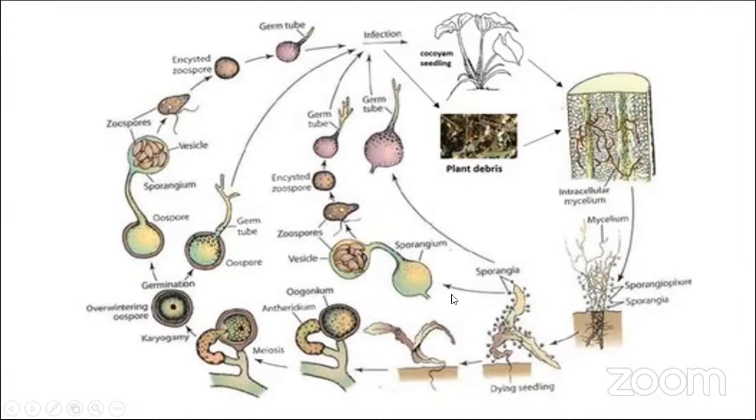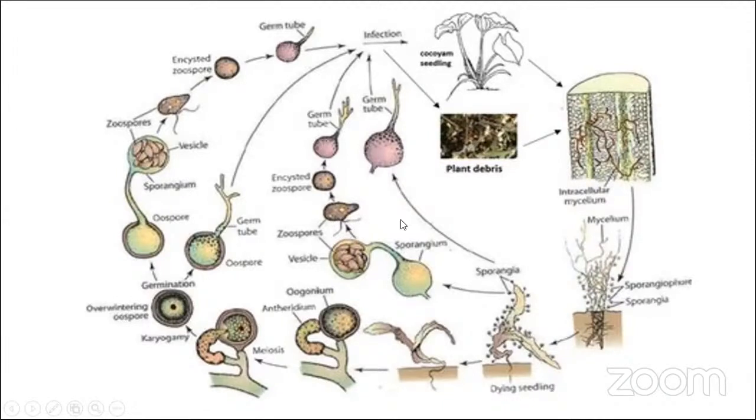Whereas, if the environmental conditions are not suitable for the germination of the sporangium, it forms the vesicles. Vesicles are nothing but the structure containing the zoospores. So they mature here, and whenever there are optimal moisture conditions available in the field, they burst and the zoospores are released. These are the zoospores. Zoospores are the motile spores. They have the flagella.